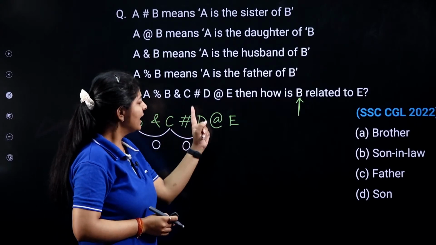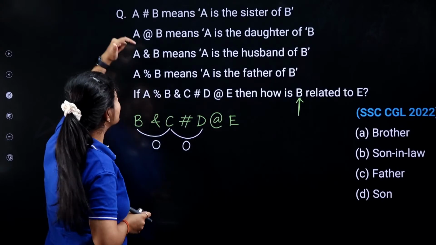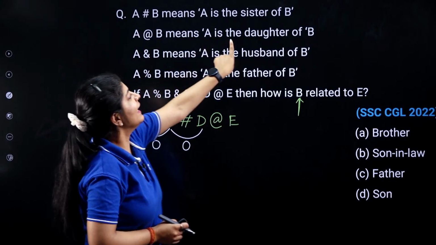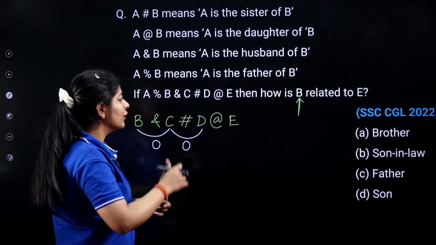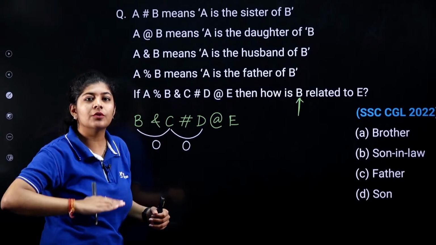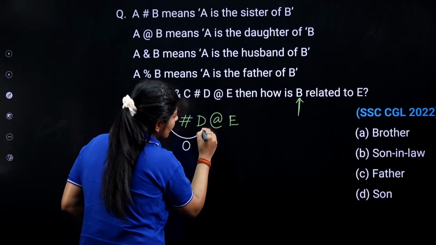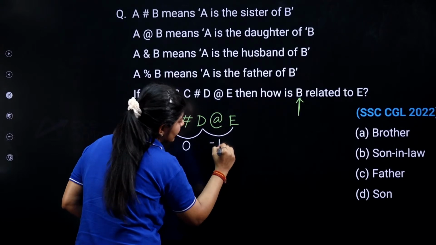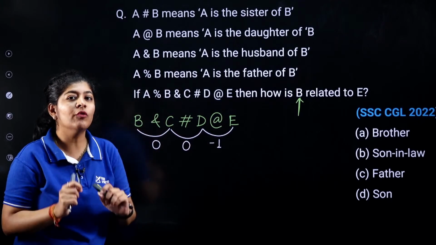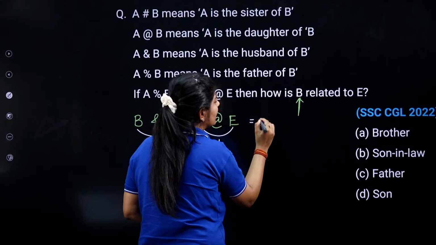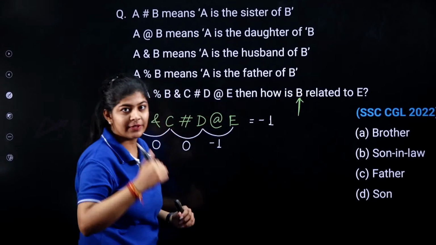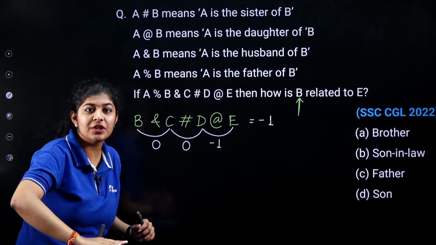Next, D at the rate E. Where is at the rate? Over here. D is a daughter of E. Daughter, that means what we need to do? We need to go downwards. So here we are going -1. So overall, the generation gap that we are having is -1. That means we need to go to the downward generation.